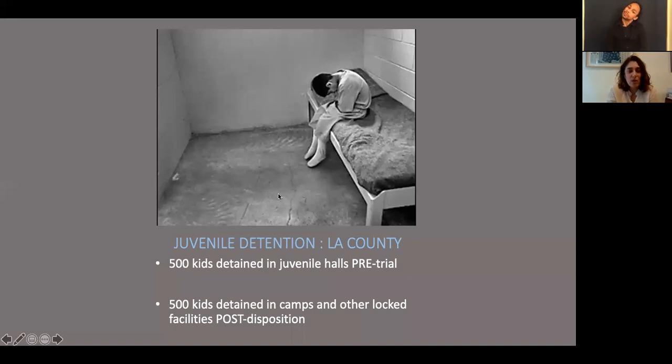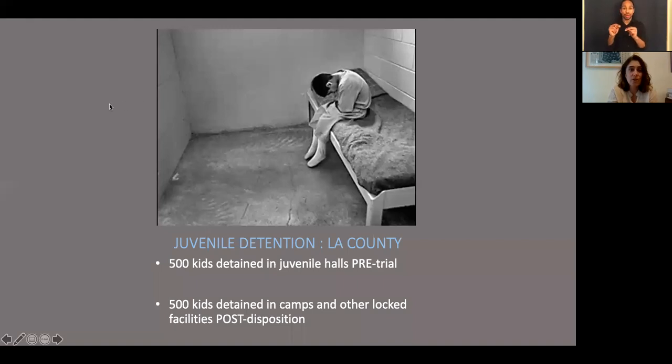And here's just a snapshot of what things look like in Los Angeles. On any given day, there are 500 youth who are detained in juvenile halls pre-trial. What that means is that they have not yet been found guilty of any offense. They just are charged and awaiting a resolution of their case, awaiting an opportunity to go to trial or awaiting an opportunity to negotiate a plea deal in their case.